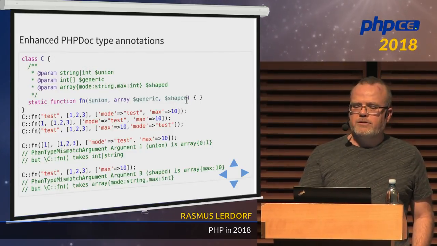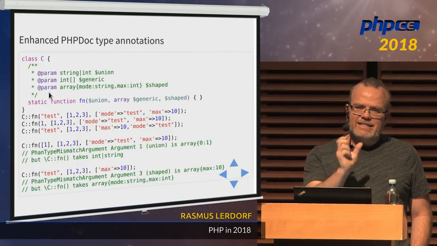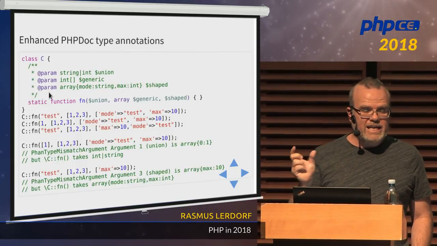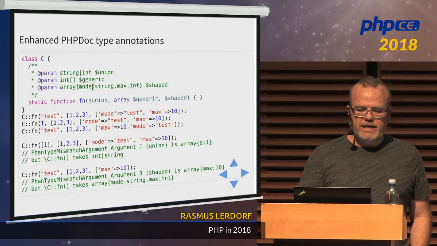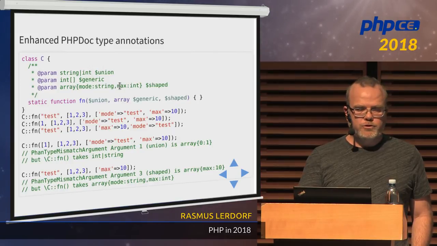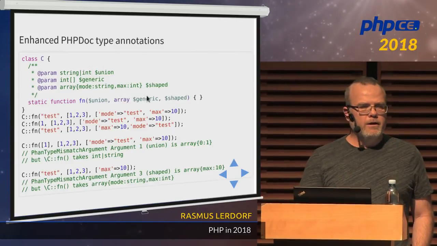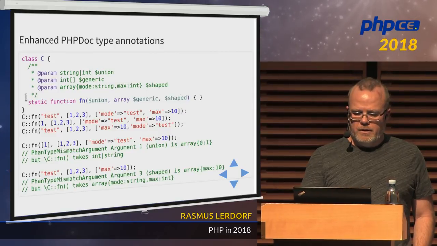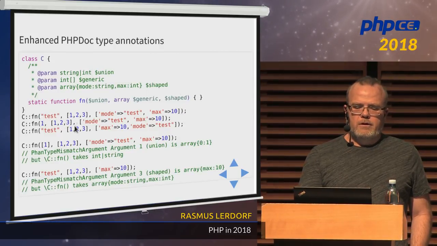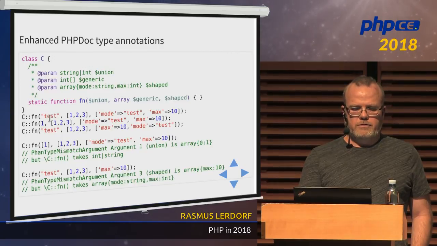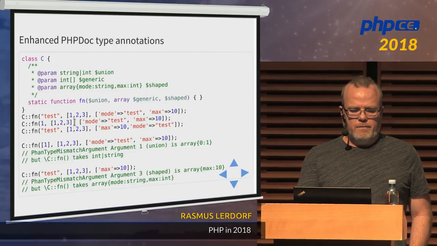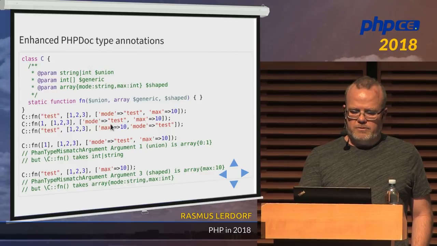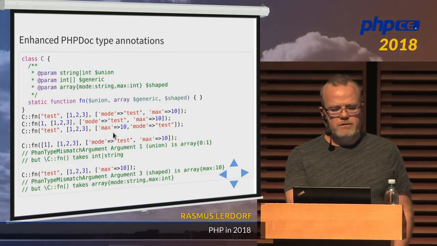You can also have shaped arrays. In a shaped array, you tell it exactly what that array needs to be, what the array keys have to be. So for this to be a valid argument, it has to have keys mode and max. If those two keys don't exist in the passed in array, then you'll get a static analysis error. And you can see the output here, where there are three good calls, right? We're passing in a string, an integer array, and this has both mode and max. Or an integer array, mode and max, and this one as well. It doesn't matter the order of your keys, of course.